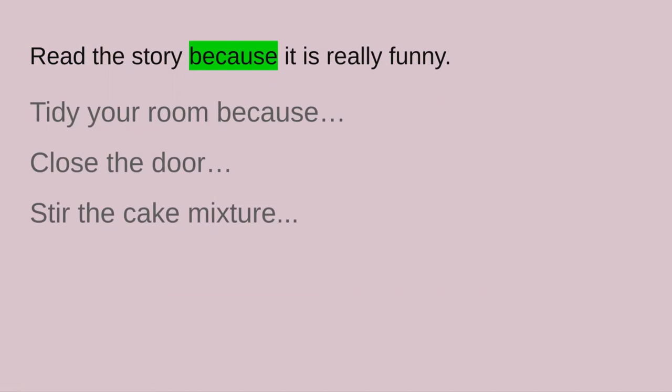Now, that's a good sentence, isn't it? There's no task, there's no story to read, by the way. The sentence says, read the story because it is really funny.